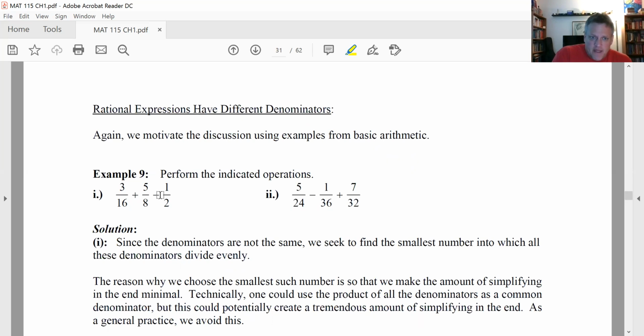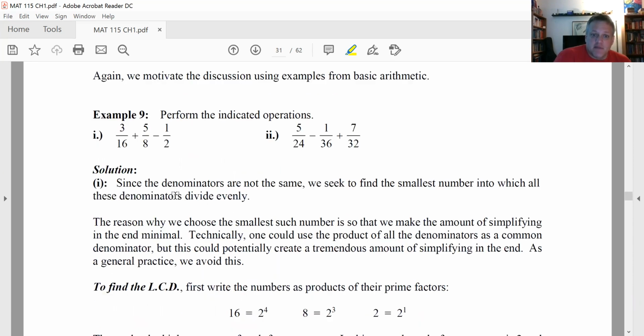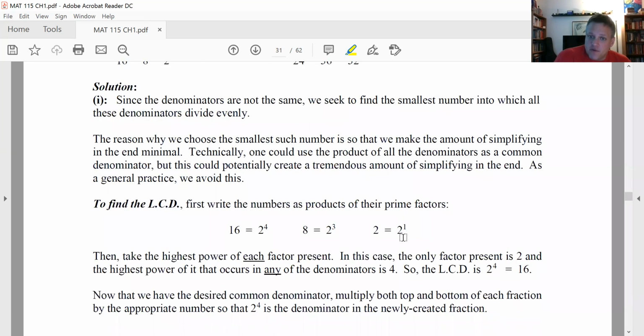In the first one, what you want to do is find the smallest number into which all of them divide. And so for the first one, 16, 8, and 2, the LCD is just going to be 16. They're all powers of 2, so you want to take the highest power of 2 into which all of them go, and that gives you the LCD.